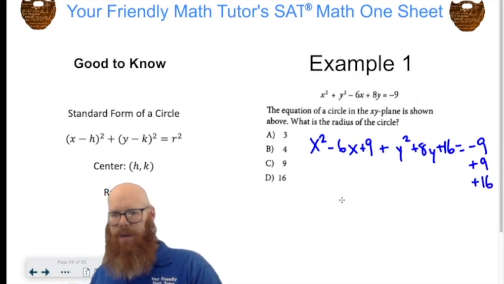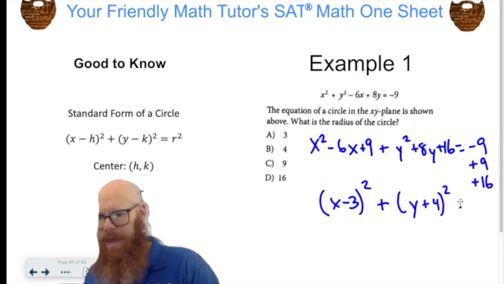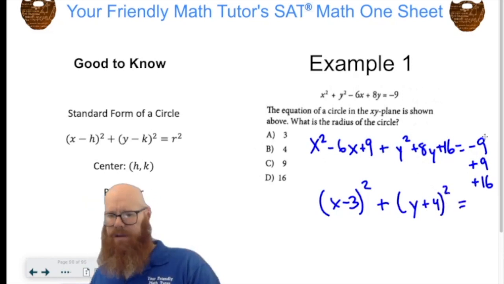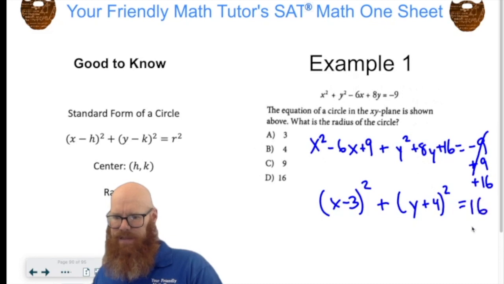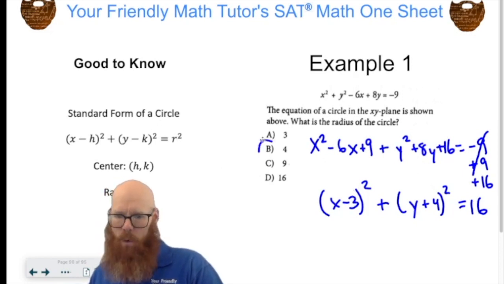So x squared minus 6x plus 9 factors to (x minus 3) squared, and y squared plus 8y plus 16 factors to (y plus 4) squared. And that equals -9 plus 9, which is 0, plus 16, so that equals 16. They don't ask for the center of the circle, so the left side of this problem wasn't as important. They want the right side, which is 16. That represents r squared, so r would have to be 4, the radius.